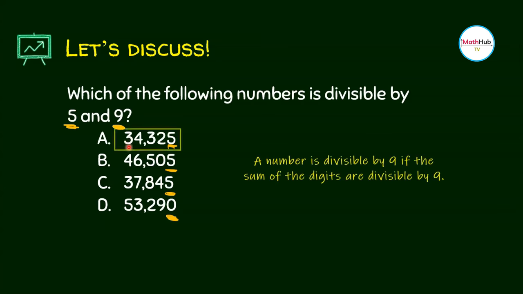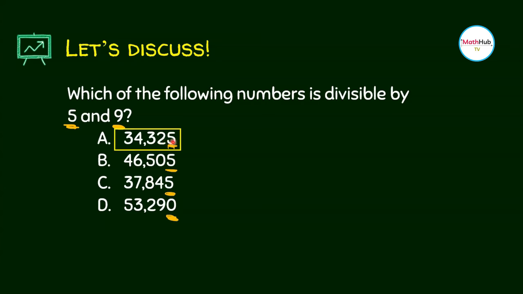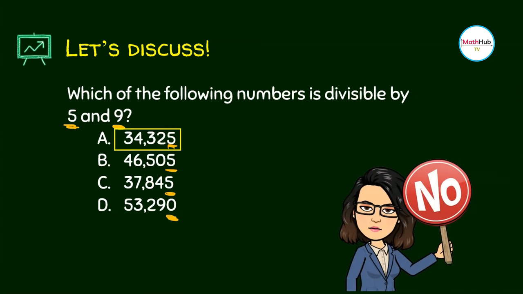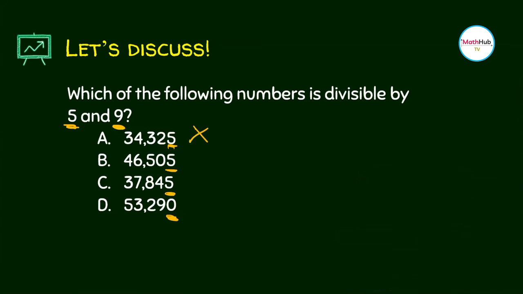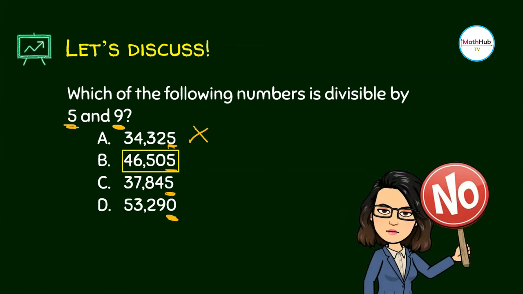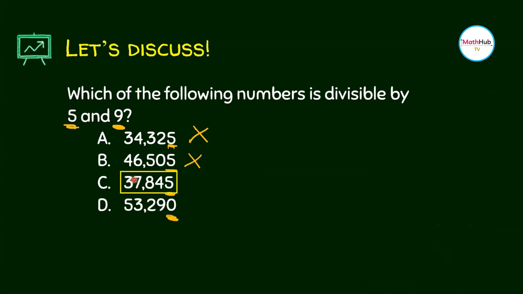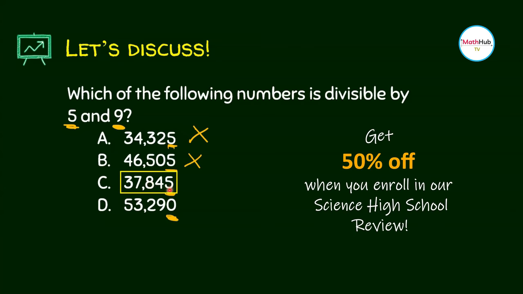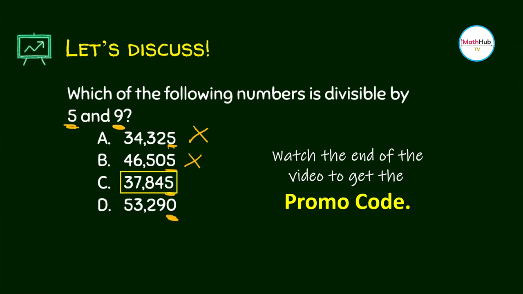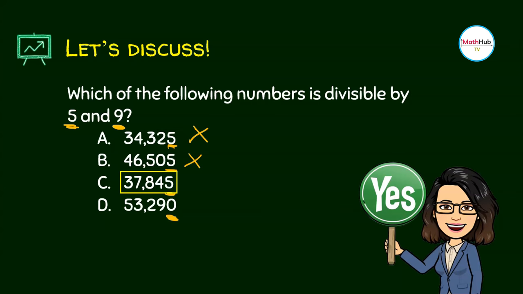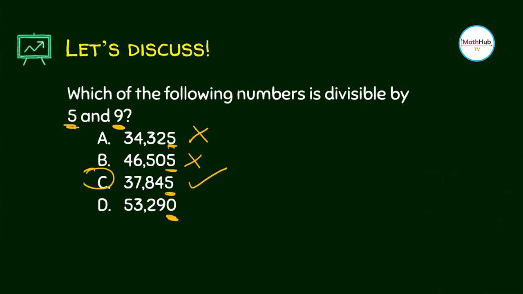Let's look at letter A. 3 plus 4, 7 plus 3, 10 plus 2, 12 plus 5, 17. It is not divisible by 9. 17 is not divisible by 9. Next, how about letter B? 4 plus 6, 10 plus 10 is 20. Again, not divisible by 9. Next, 3 plus 7, 10 plus 8, 18 plus 4 plus 5. That's 18 plus 9. And that is 27. 27 is divisible by 9. So there you go. That's our answer. Letter C.